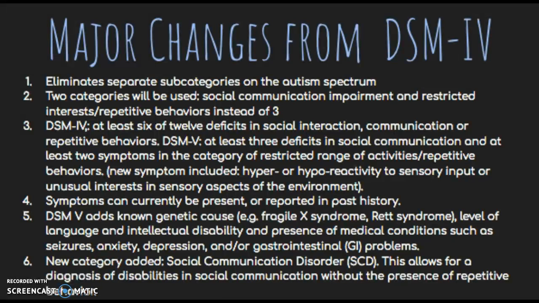DSM-5 adds also known genetic causes. For example, Fragile X syndrome and Rett syndrome, as well as levels of language and intellectual disability that are present, and medical conditions such as seizures, anxiety, depression, gastrointestinal problems that we know also contribute to autism spectrum disorder. They also added a new category in the DSM-5, social communication disorder, which allows for a diagnosis of disability in social communication without the presence of repetitive behaviors.